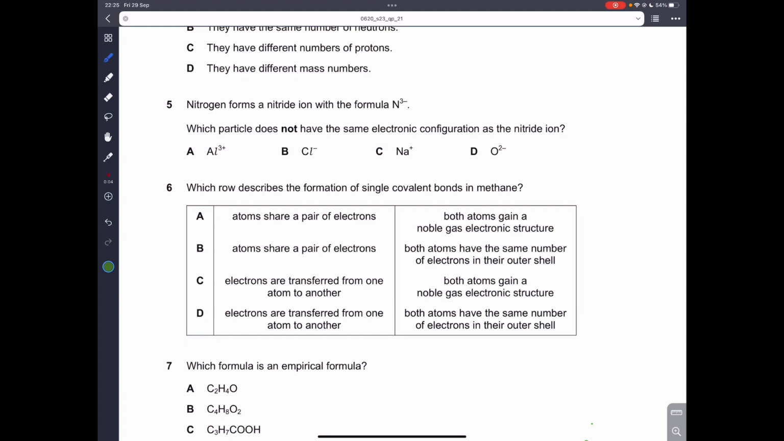Question 5. Nitrogen forms a nitride ion with the formula N3-.